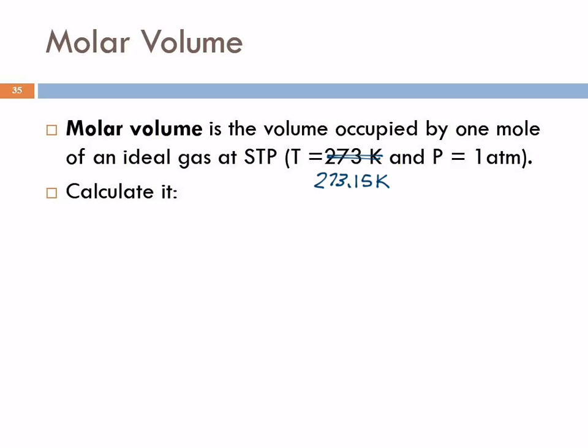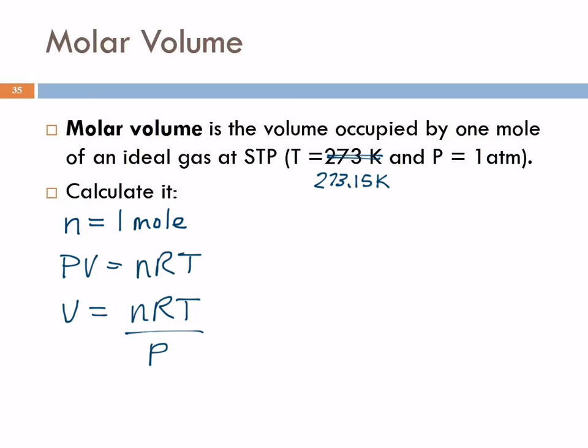Let's calculate the volume of 1 mole of gas. So at STP, we've got the temperature, we've got the pressure. n is equal to 1 mole because that's what we're calculating. So this is going to be an exact number. These are essentially exact numbers as well. So let's see. PV equals nRT. So the volume is going to equal nRT divided by P. So n is 1 mole.